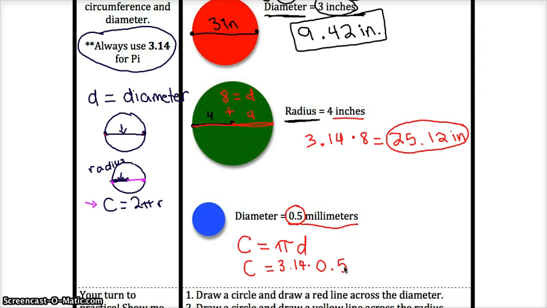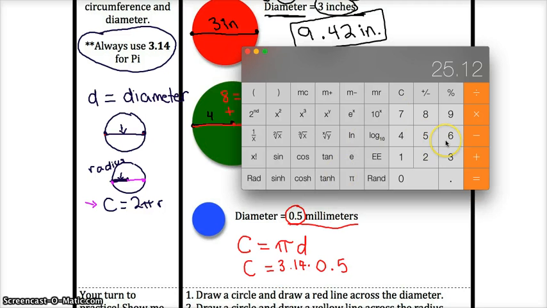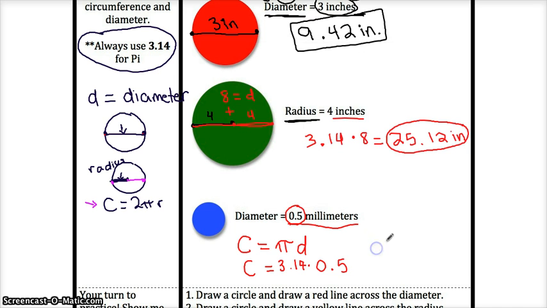And now I just need to solve for it. So I'm going to grab my calculator, 3.14 times 0.5 equals 1.57. So circumference equals 1.57, or 1 and 57 hundredths. And this one is in millimeters, so we use millimeters, and that's all we need.